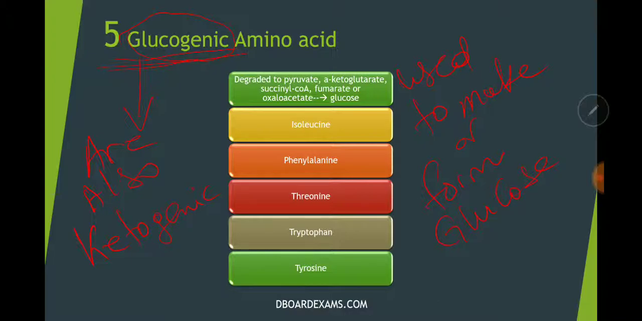The purely ketogenic amino acids are, you have to memorize this, make sure you remember this, lysine and leucine. These are the purely ketogenic amino acids. Make sure you memorize that. Now, what's the easiest way to memorize this?